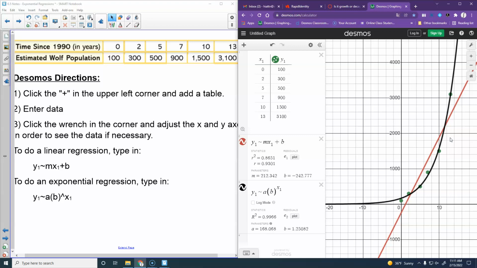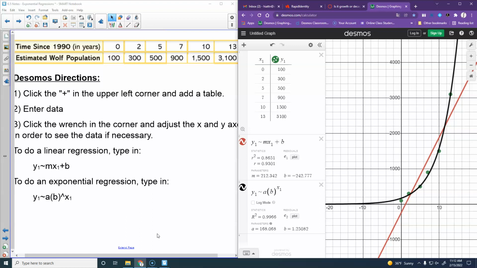Now, which one appears to fit better here? The linear or the exponential? Exponential is what I would say. And we can know for sure which one fits best because we can look at our r-squared values. So the r-squared right here is only 0.865, but right here r-squared is 0.9966. So the one with the higher r-squared value fits best. Sometimes they're a little closer and it's harder to tell. This one's pretty clear that the exponential is better.